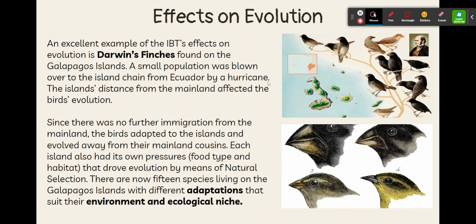Okay, remember that organisms do not choose to adapt. Your adaptations, your traits are directly influenced by your DNA, and we cannot choose our DNA. We cannot manipulate our DNA. We cannot change our DNA. We either have the traits that make us able to survive and reproduce, or we do not. So the finches that were blown over to these islands, the ones that had the traits that allowed them to survive and reproduce were the ones that survived and reproduced and passed on those traits to their offspring. Okay, so this is an excellent example of this theory.